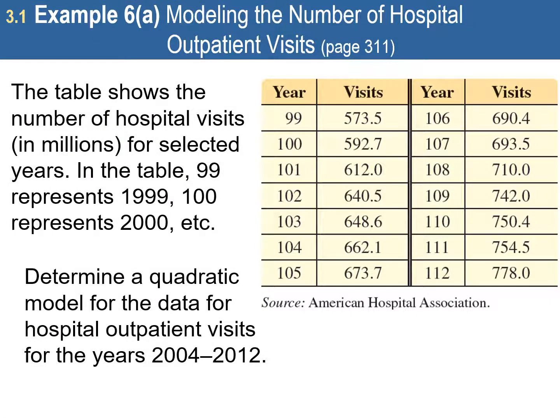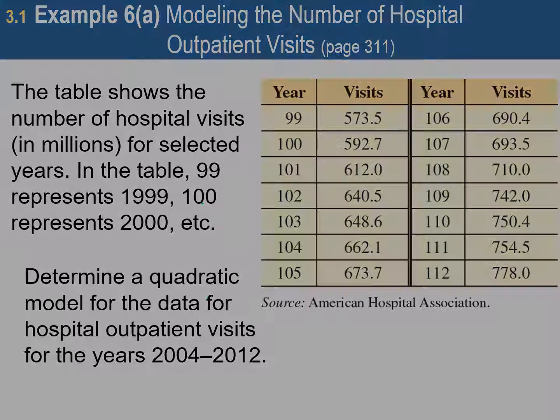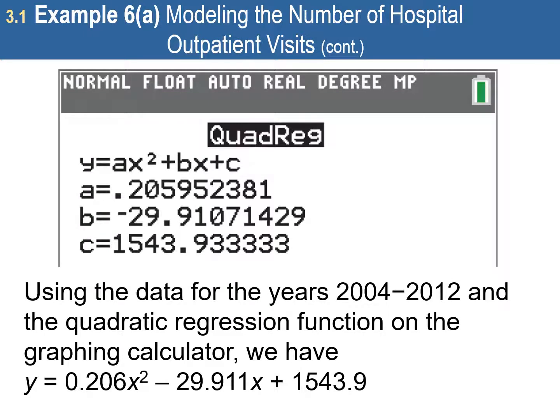Now, the table shows the number of hospital visits in millions for selected years. In the table, 99 represents 1999, 100 represents 2000, etc. Determine the quadratic model for the data. Well, this one's going to be calculator intensive. All right, you can do what's called a quadratic regression.